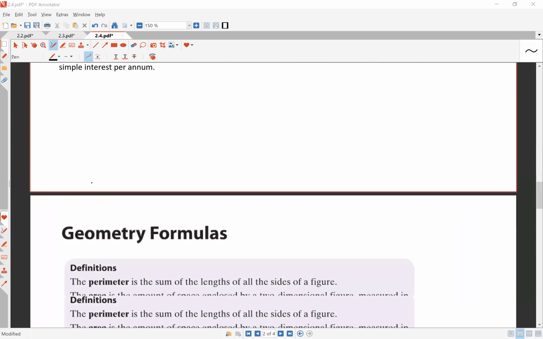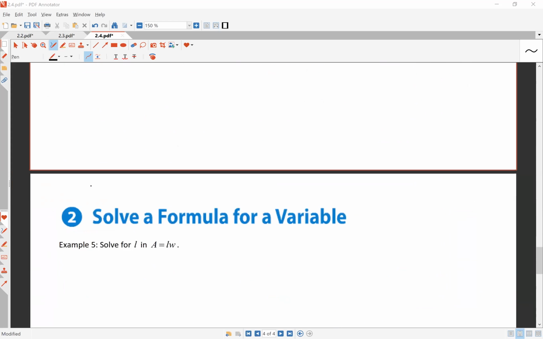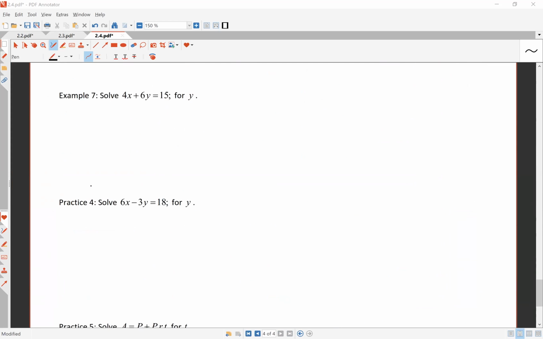All right, I want to do just one more type of problem with you here, and that is example 7 and practice 4. These are super important for the duration of this entire course. Example 7: solve 4x plus 6y equals 15 for y.